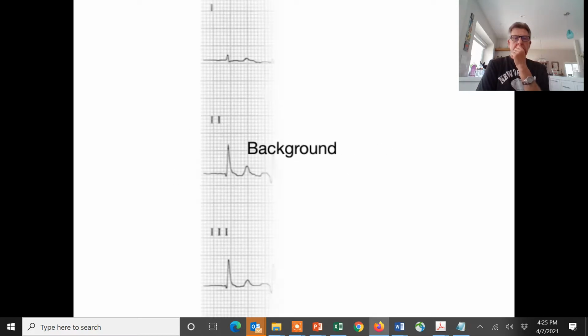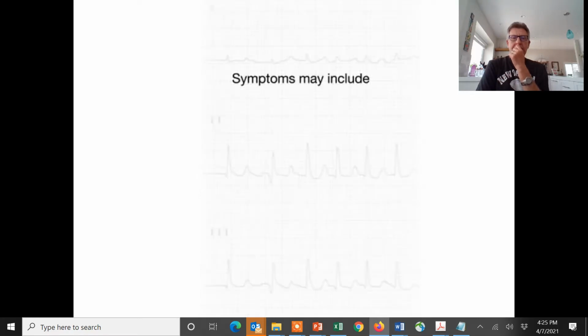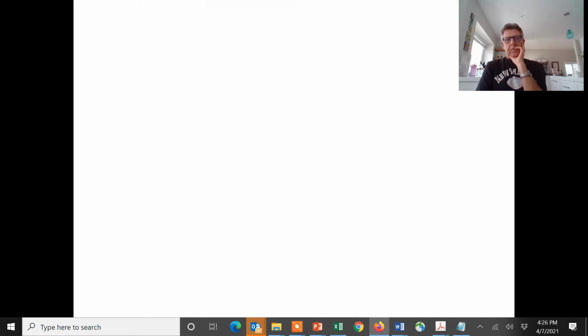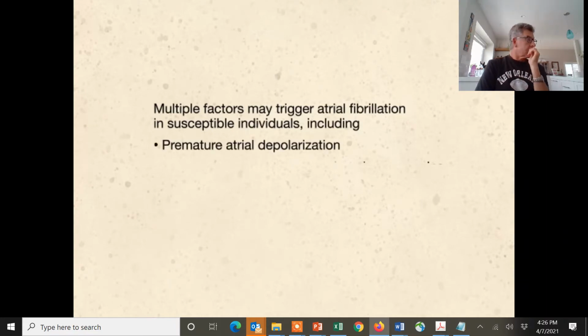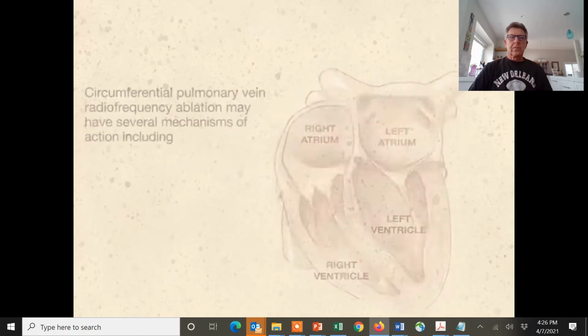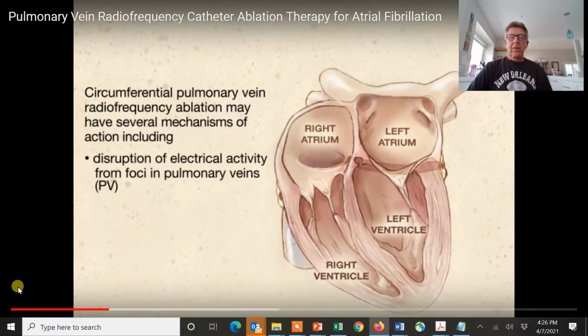Atrial fibrillation is the most common sustained arrhythmia affecting over 2 million people in the United States. Symptoms may include palpitations, dizziness, chest discomfort, fatigue, and shortness of breath. Atrial fibrillation is also an important cause of stroke. Multiple factors may trigger atrial fibrillation in susceptible individuals, including premature atrial depolarization and focal atrial tachycardia originating in the pulmonary veins. Circumferential pulmonary vein radiofrequency ablation disrupts transmission.